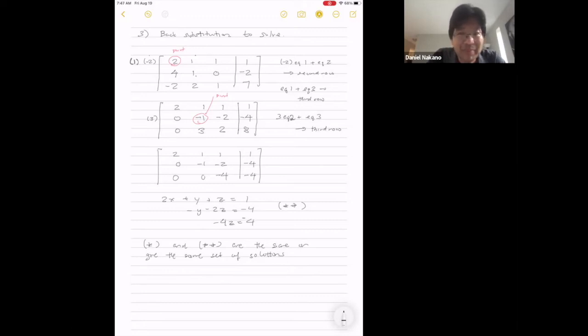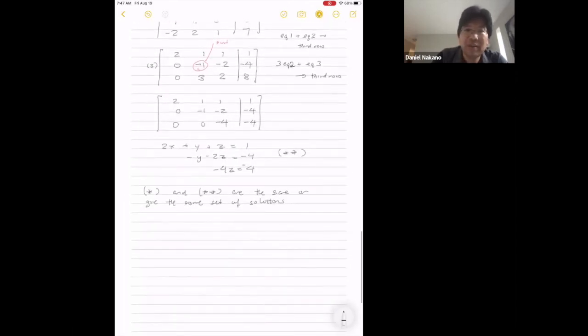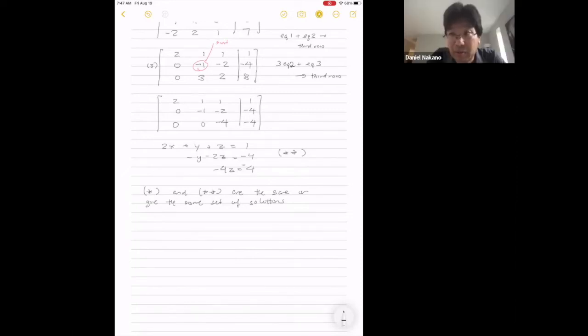All right, great. So now these two equations are the same. Now notice the equation here at the top compared to the equation down at the bottom. Which one is easier to solve? The one on the bottom. Yeah, the one on the bottom, because now I can back substitute. I can solve for z, and then once I solve for z, I can solve for y. Once I solve for y and z, I can solve for x.